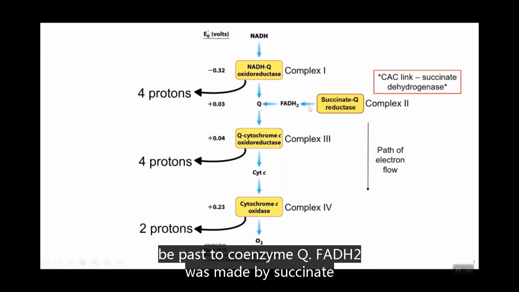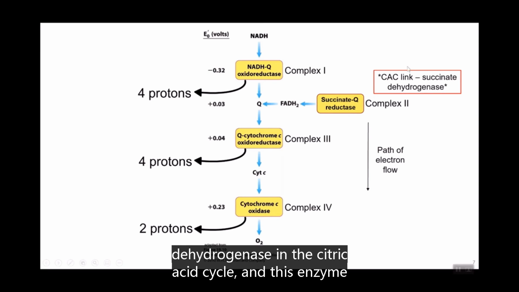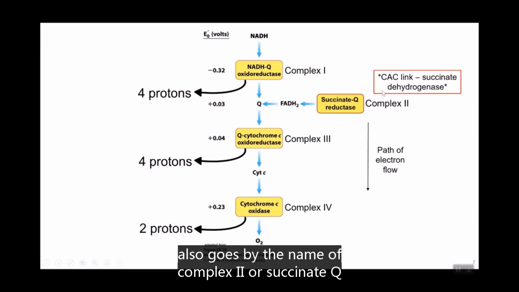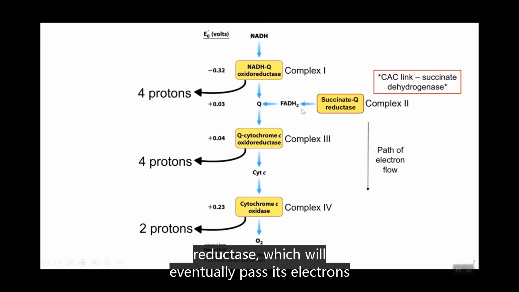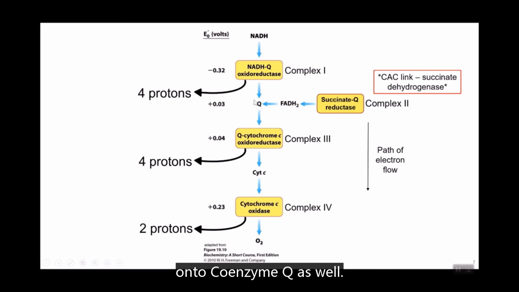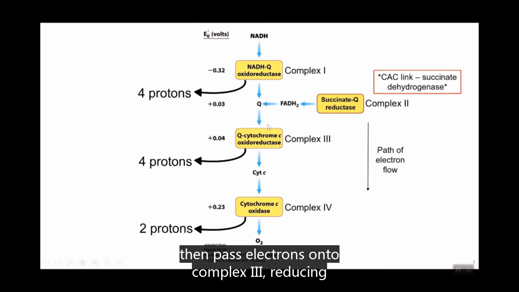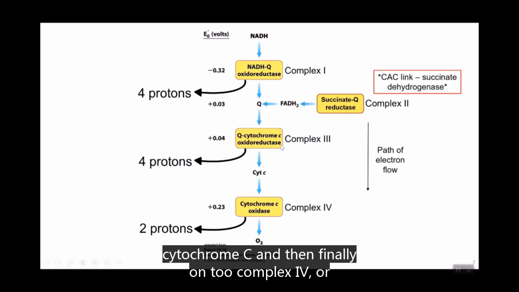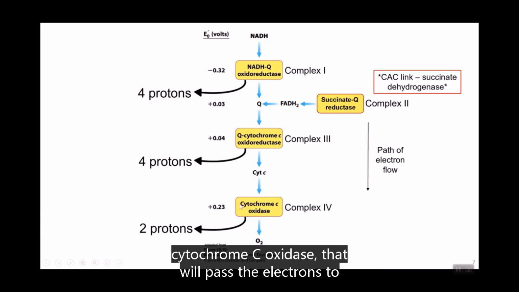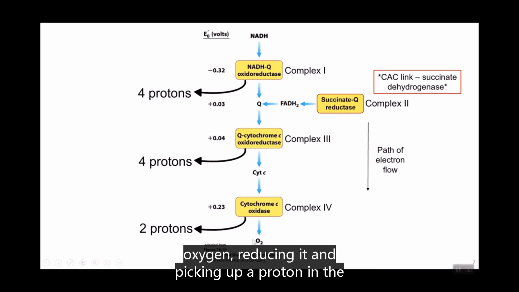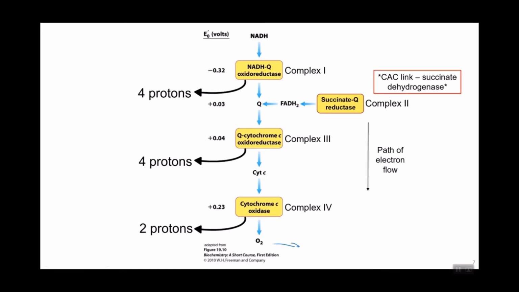FADH2 was made by succinate dehydrogenase in the citric acid cycle, and this enzyme also goes by the name of complex 2 or succinate Q reductase, which will eventually pass its electrons on to coenzyme Q as well. Coenzyme Q are membrane-bound electron carriers that will then pass electrons onto complex 3, reducing cytochrome C, and then finally onto complex 4 or cytochrome C oxidase that will pass the electrons to oxygen, reducing it and picking up a proton in the matrix to make water.